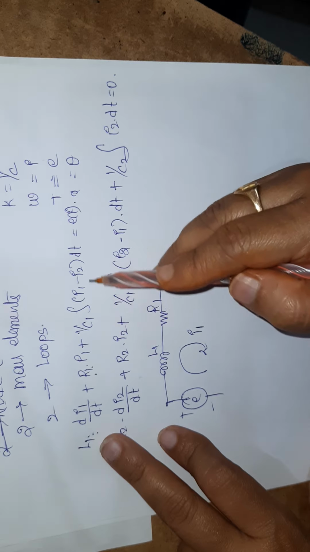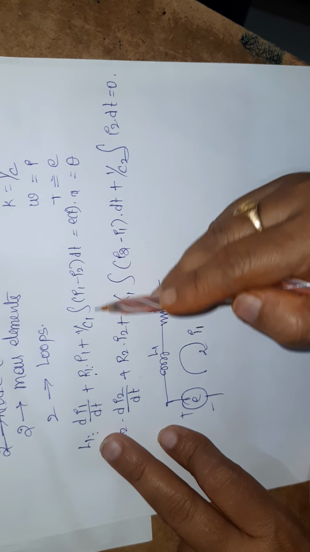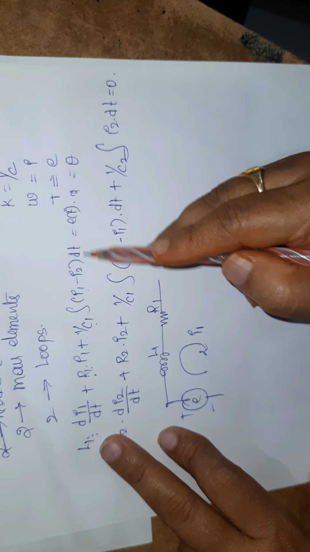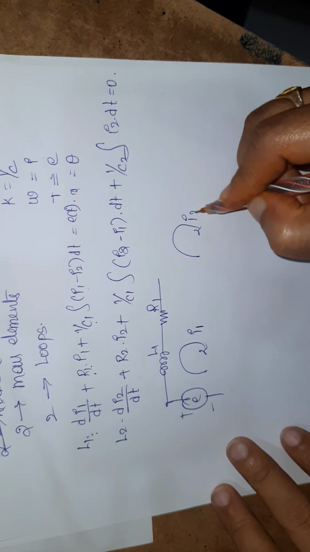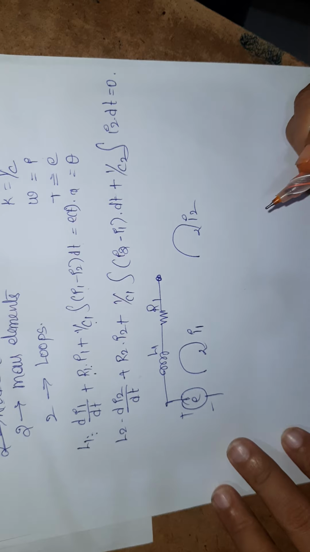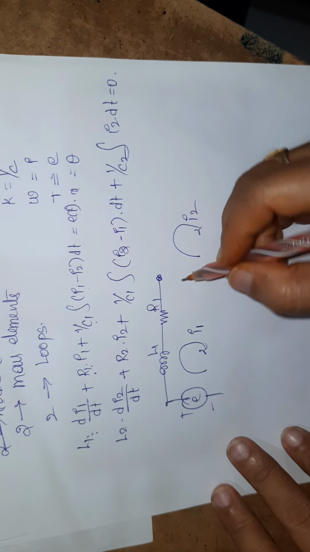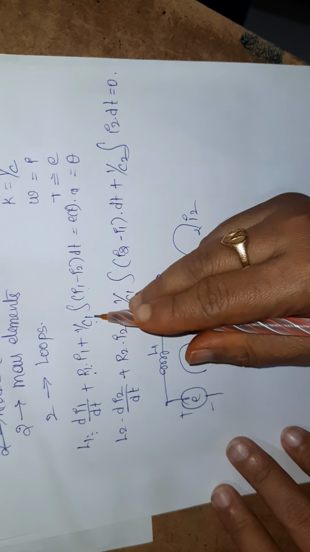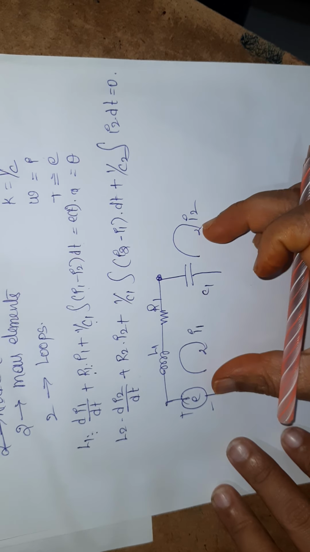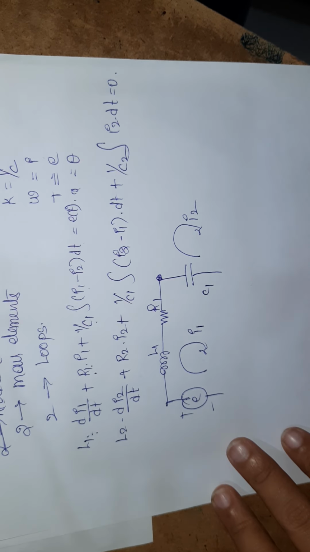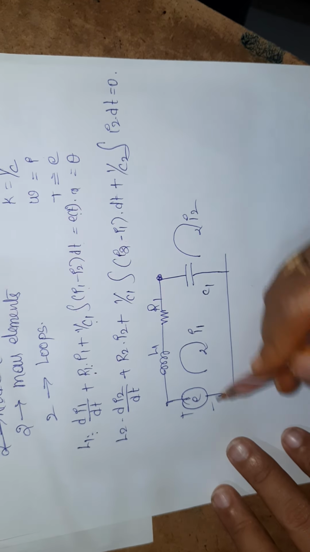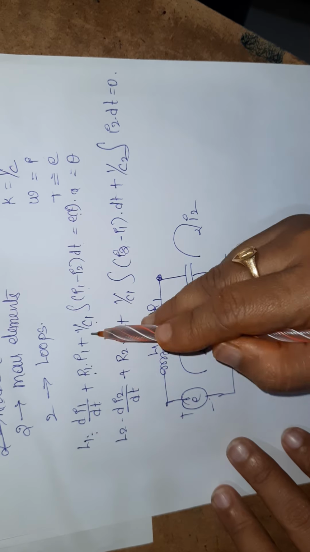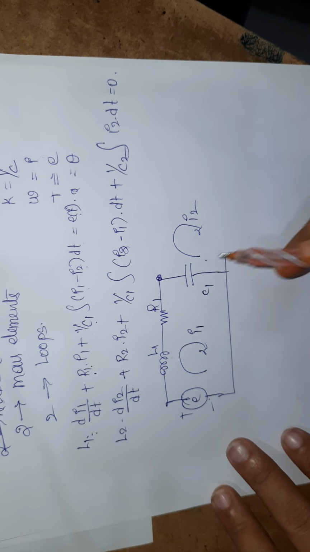Next, for the second loop I have C1, because the capacitor is connected in between I1 and I2. This is loop 1 and this is loop 2, and for these two loops I have considered the capacitor. This capacitor is connected in between the two loops, that is I1 and I2, so I1 minus I2. So this is E of t equals to 1, 2, 3 elements. 1, 2, 3 elements over.